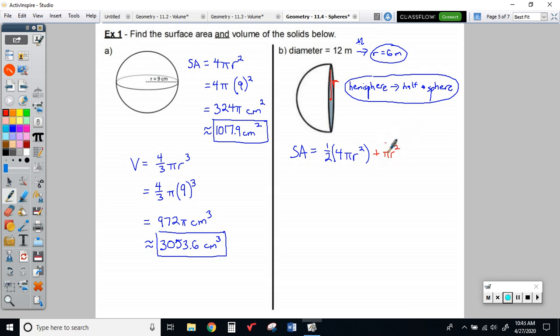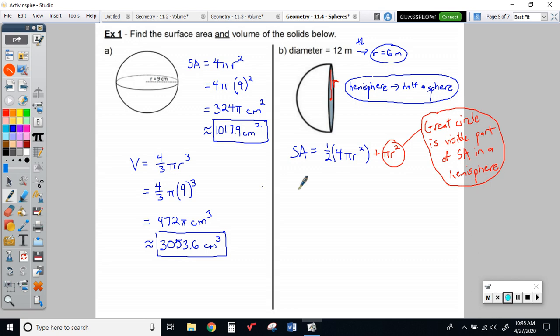So this part is a great circle, so you can see this great circle as part of the area of the surface now. It's exposed. It's something that would have to be painted if you were painting this whole hemisphere. So the great circle is visible. It's a visible part of the surface area in a hemisphere. So it's important that you note that. If you want to use this as your shortcut formula, you're welcome to.